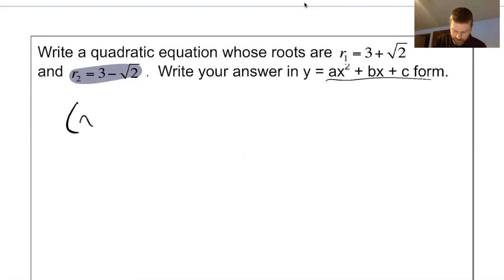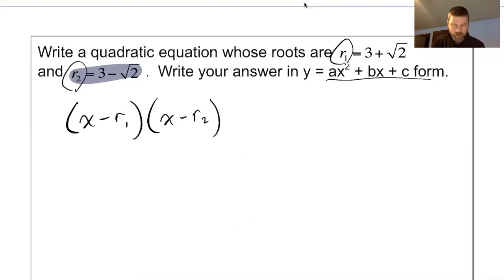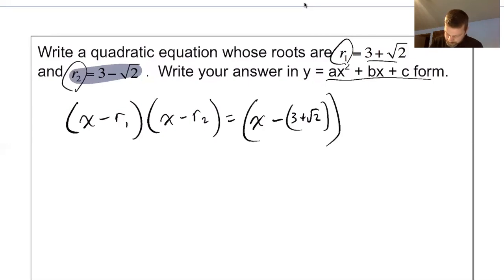I would know one factor is x minus that first one, that r1 root, and the other factor is x minus that second one, the r2 root. Right. That's kind of a silly way to write it like this, so let's rewrite it using the actual numbers. So it'd be x minus 3 plus the square root of 2, subtracting all of that, times x minus 3 minus the square root of 2. All right, let's simplify that thing out.